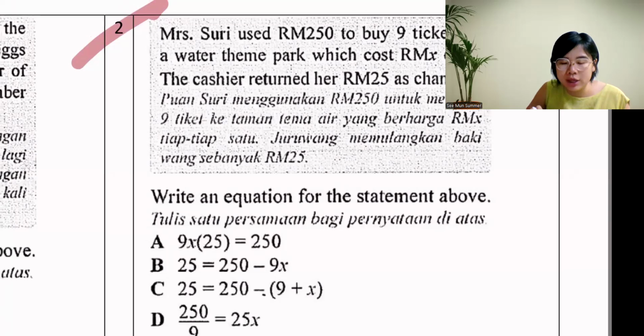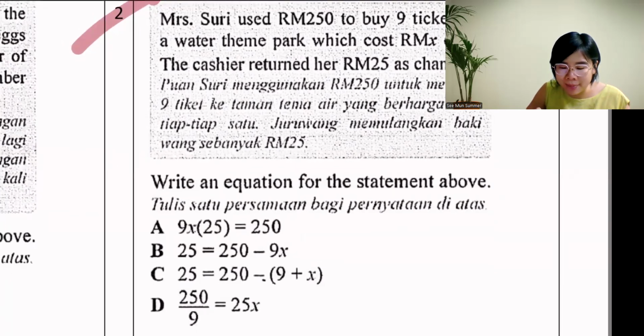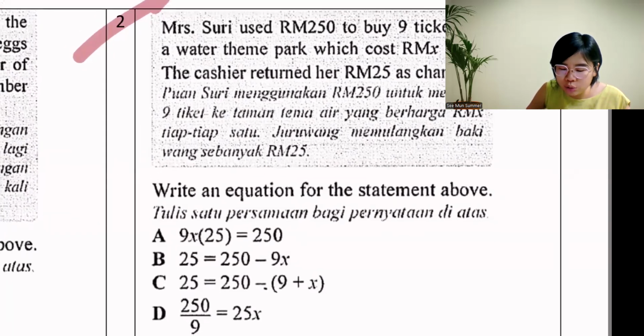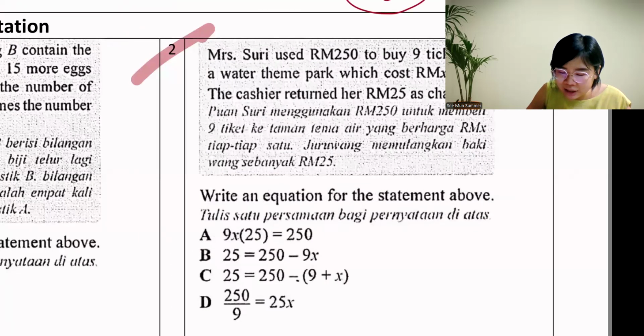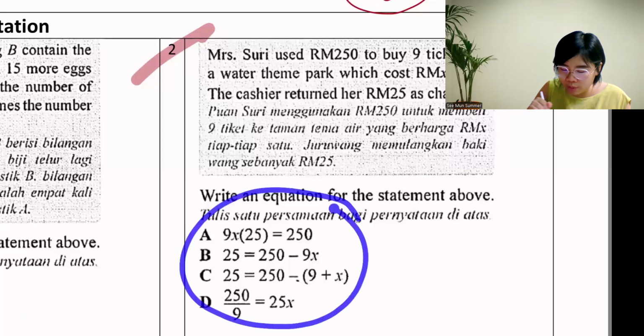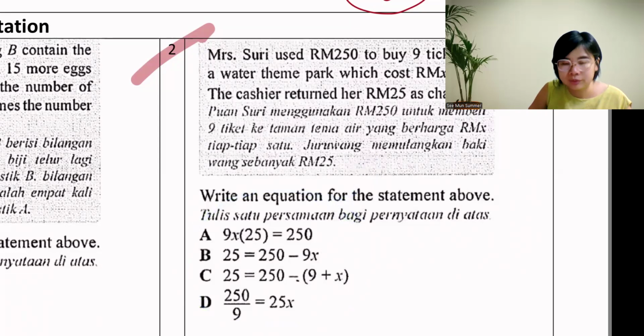So I want to read question number 2. What does it mean? Mr. Suri used 250 to buy 9 tickets to the water theme park, which cost X each. And then the cashier gave back 25 ringgit. So they ask you which equation can be formed according to the statement above. Got it?